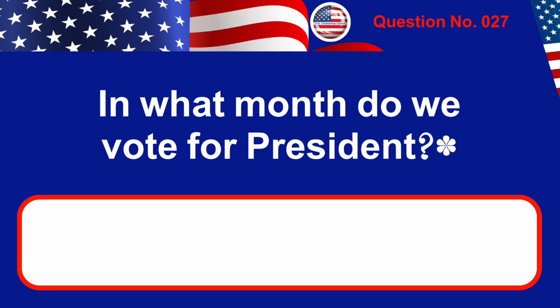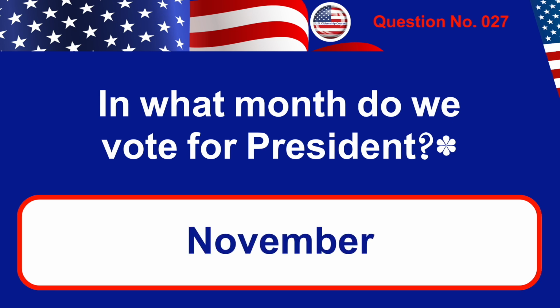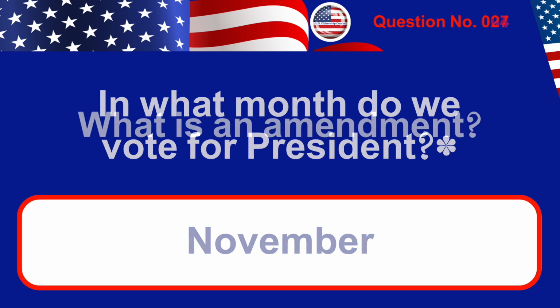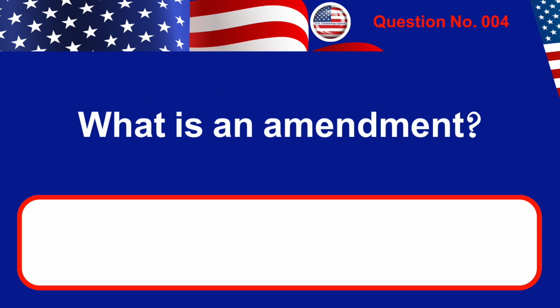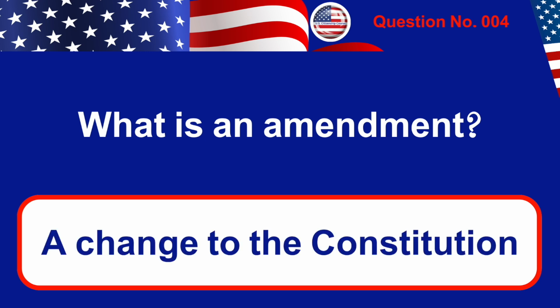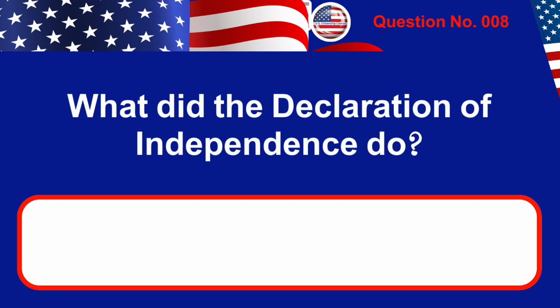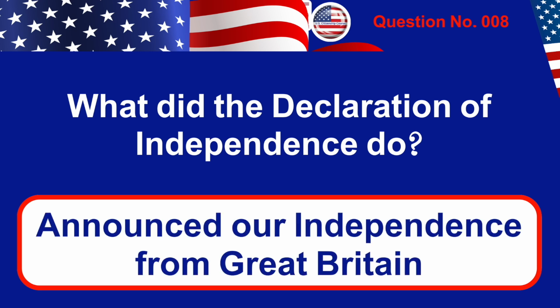In what month do we vote for president? November. What is an amendment? A change to the Constitution. What did the Declaration of Independence do? Announced our independence from Great Britain.